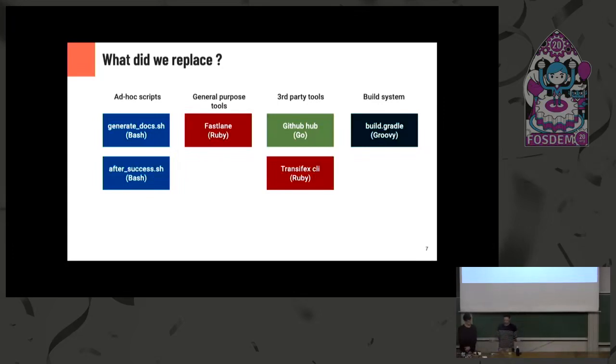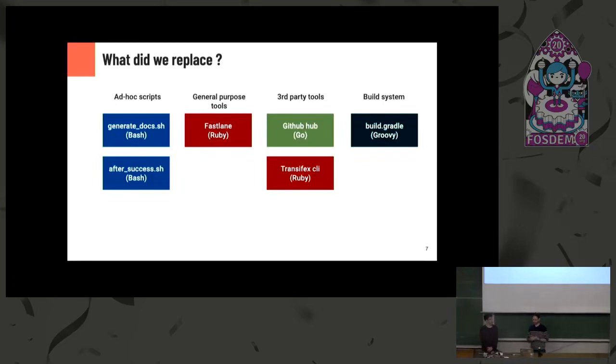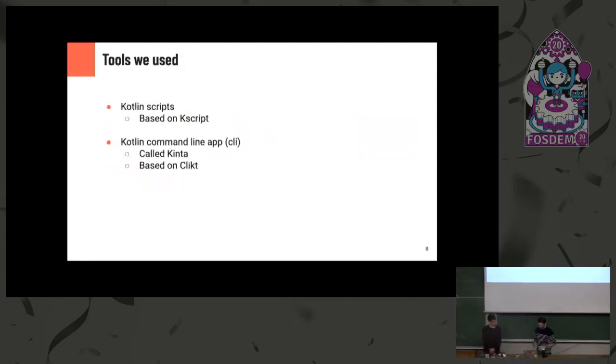We had third-party tools. GitHub comes with Hub, written in Go. Our translation tools came with a Ruby client. And also, ultimately, we also moved our build system to Kotlin. So now we can do Kotlin all day. We did this migration using two main scripts, which we are going to describe a bit more in detail. The first one is Kotlin scripts based on kscript, and the second one is a Kotlin command line app that we called Kinta and runs from bash.